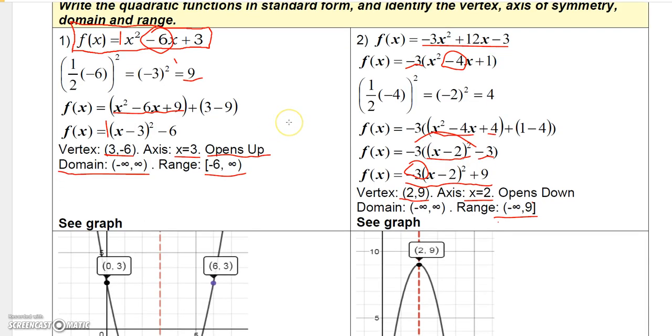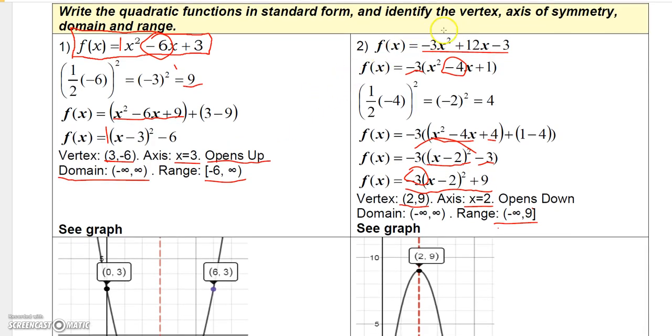So basically here what I was showing you was how to find the vertex using the completion of the square method for these quadratic functions. In the next video I'll show you how to find the vertex using what's called the vertex formula, and it's actually a much nicer way to find the vertex.